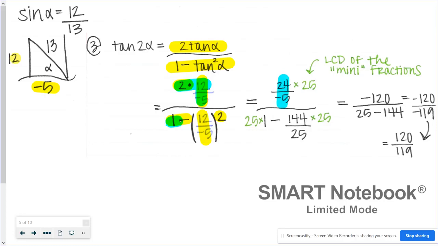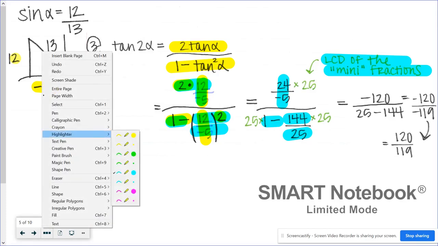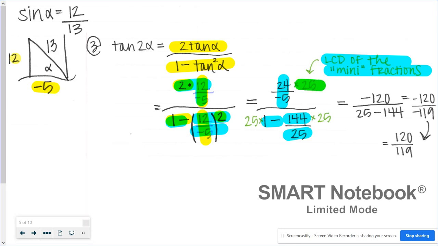In the denominator, I still had the 1 minus, and then I did square the negative 12/5, and I've got 144 over 25. So I have this complex fraction because I have these two mini fractions in a big fraction. And so I need to simplify this. I can simplify this by multiplying all three terms by the LCD of the mini fractions. And the LCD is the lowest common denominator, and it would be 25. So that's why I'm multiplying everything by 25 here, times 25, times 25, times 25, okay?